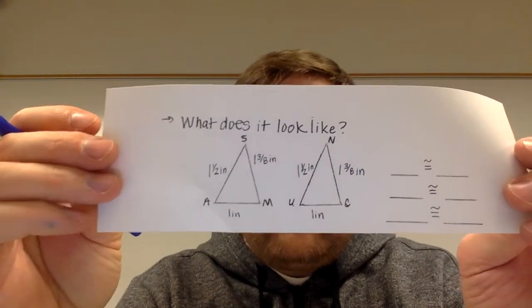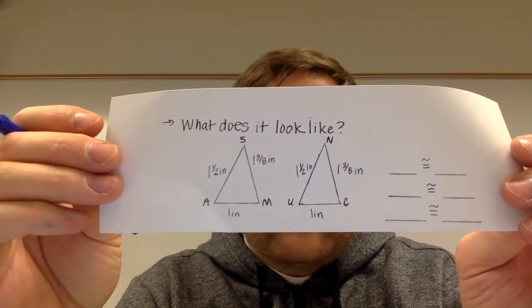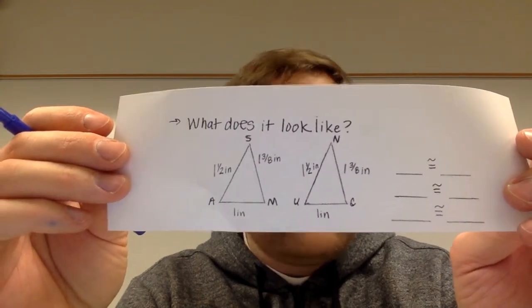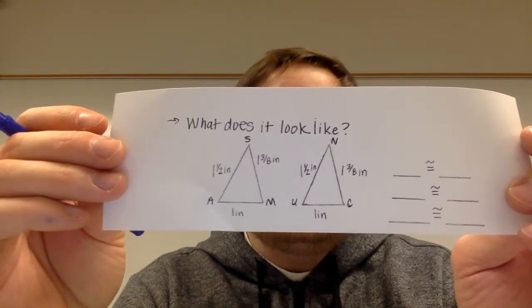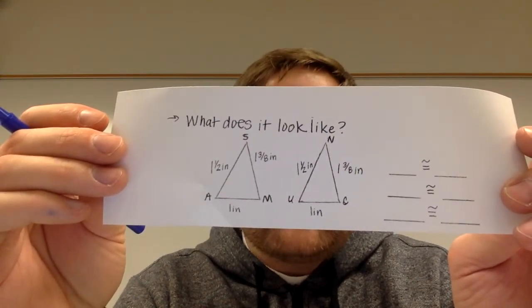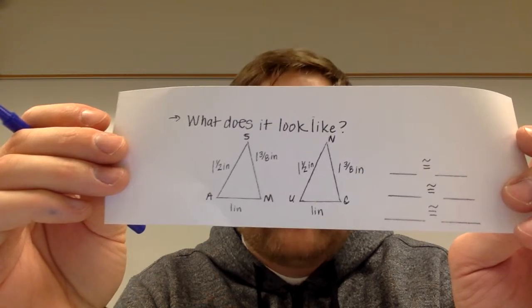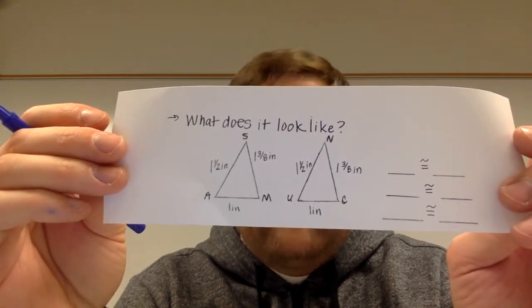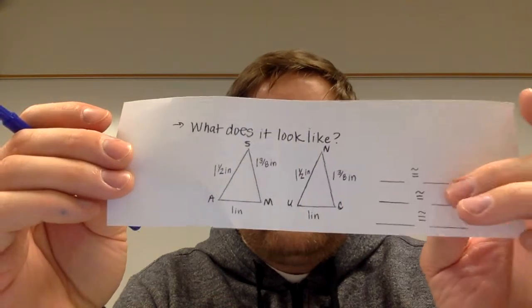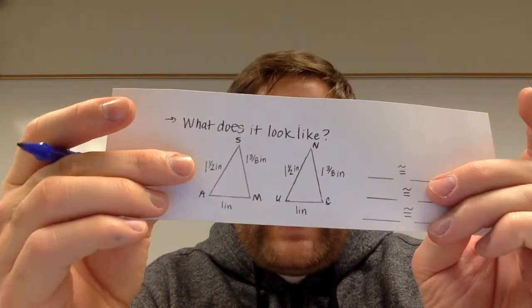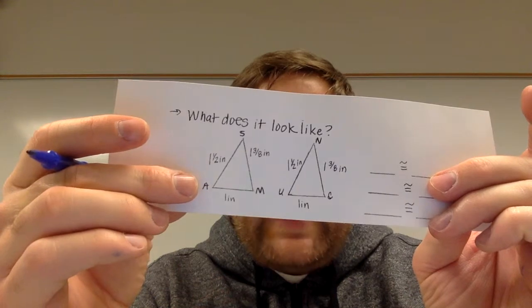So, what does it look like? In this example, we've got two triangles. And if we want to prove by the side, side, side postulate that they are in fact congruent, we need to make congruent statements showing that each side is congruent to the other side of the other triangle. So I'm going to start by looking at the triangle over here. And I'm going to write segment AS.